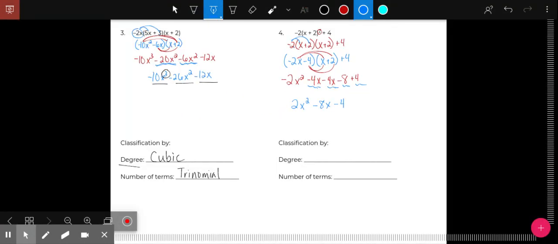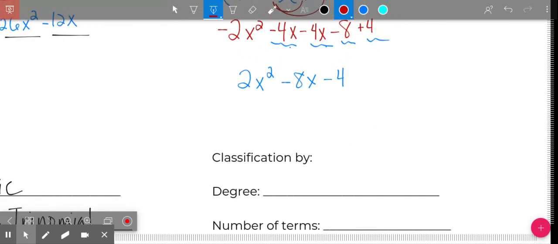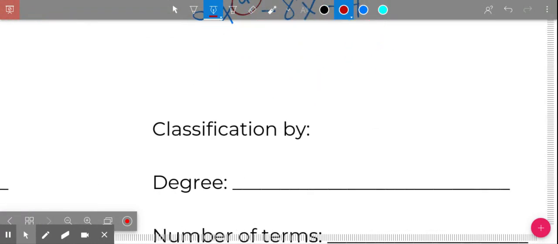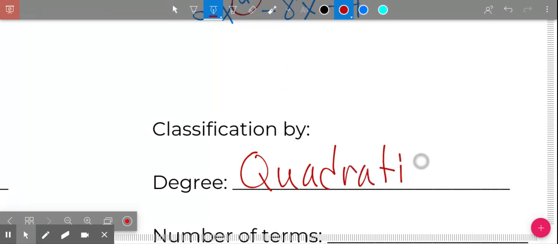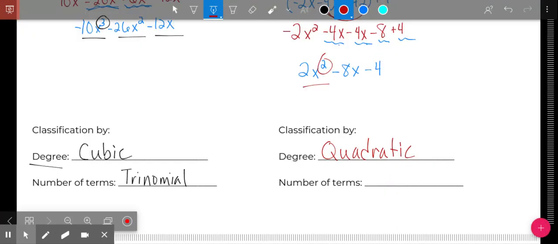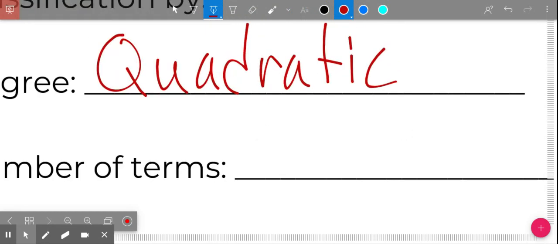Classifying that by degree, largest exponent. So that's going to be quadratic because my exponent is a 2. And number of terms, I have 1, 2, 3 terms. So that's a trinomial once again.